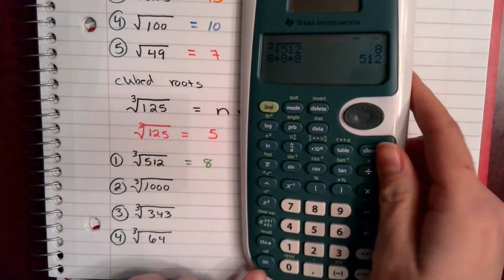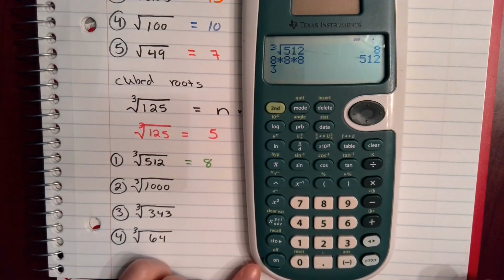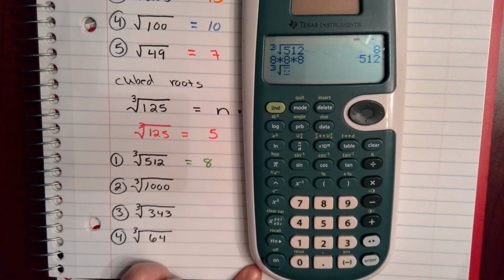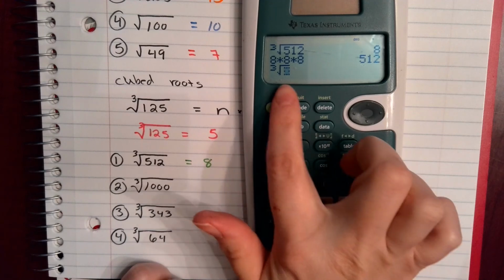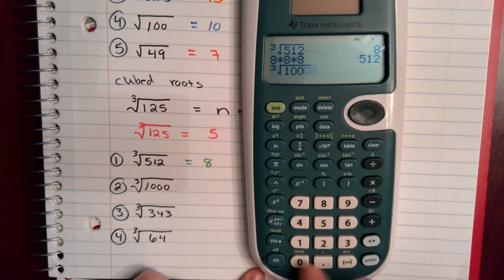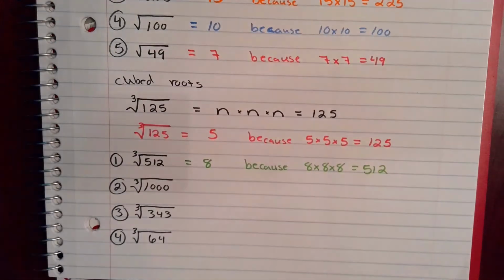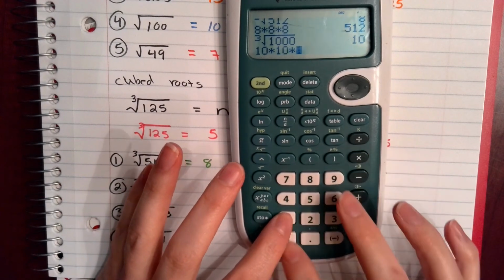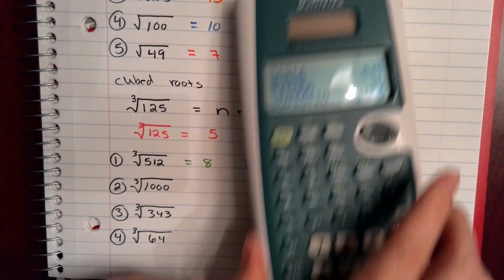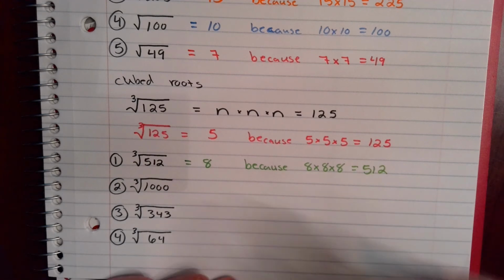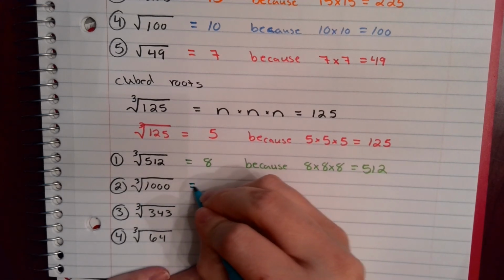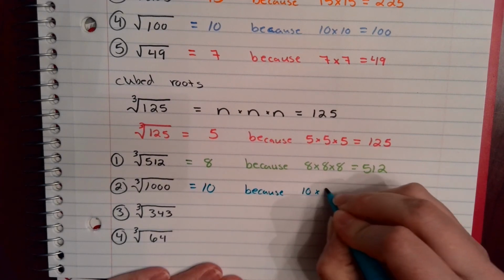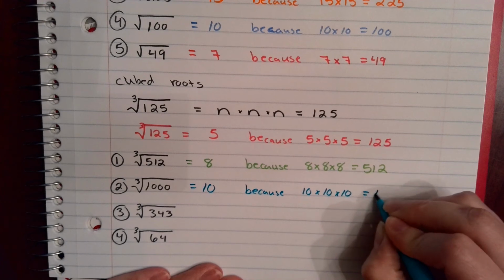Okay, let's try another one. We're going to hit 3, hit the second button, and hit the cube root, or the x square root button. So now it makes it a cube root, 1000. That should give you a 10. Because, again, if I wanted to show you, 10 times 10 times 10 is equal to 1000. So then all we have to do is say, hey, the cubed root of 1000 is equal to 10. Because 10 times 10 times 10 is equal to 1000.